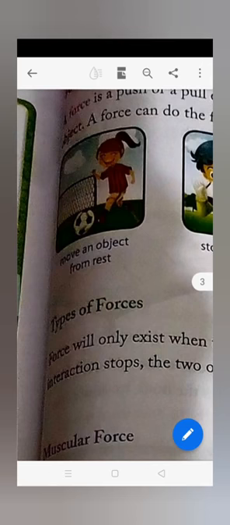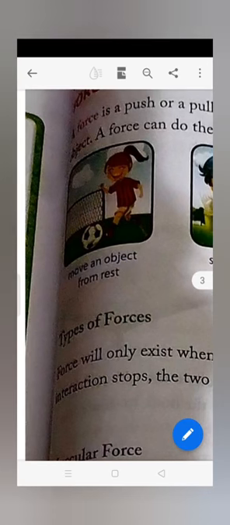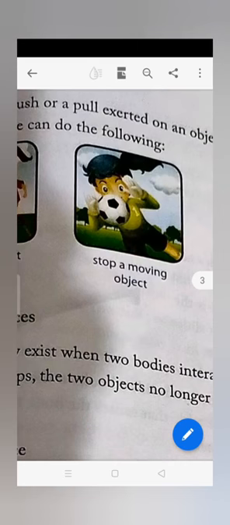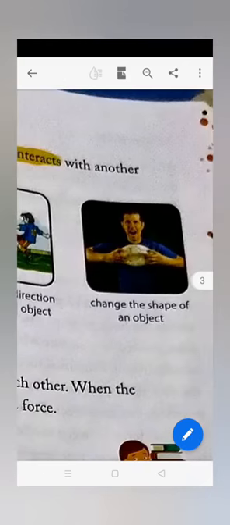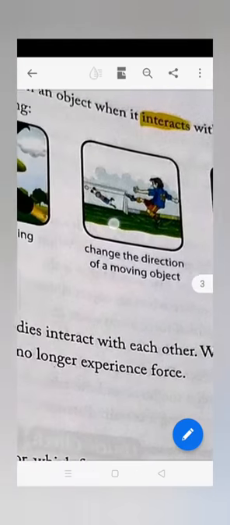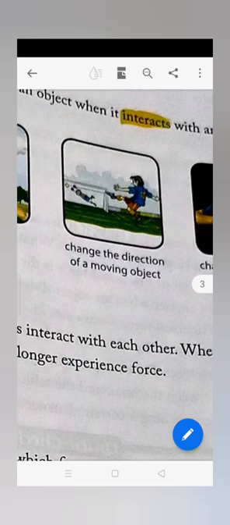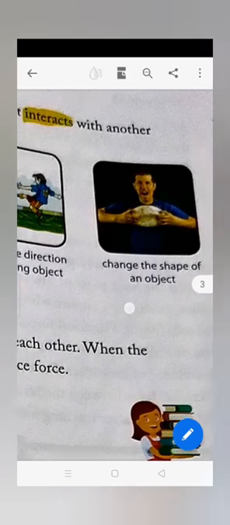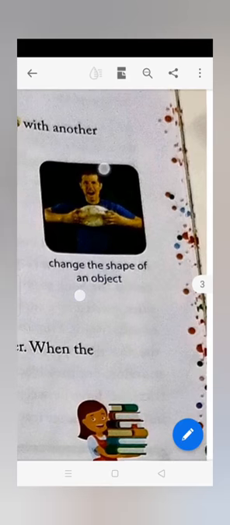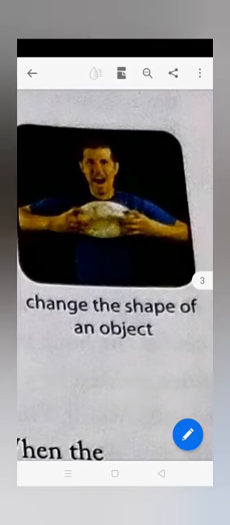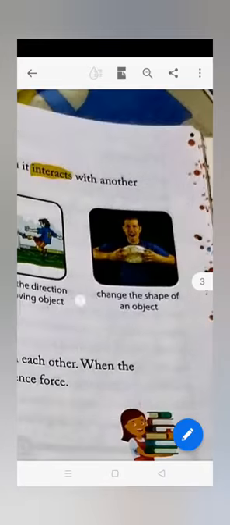A force can do the following. What can it do? It can move an object from rest. Now see, this girl, the footballer, she kicked the football and it moved from the rest position. Next, stopping a moving object. A force can also stop a moving object. It can change the direction of the moving object. The footballer is changing the direction of the moving object. It can change the shape of an object. See the shape of this football. The footballer can change it also by pulling.